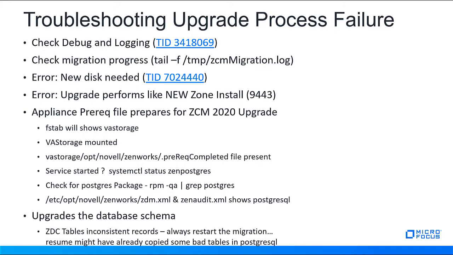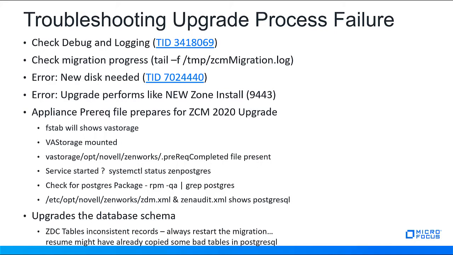That's when you first go into the Administration Console on 9443. Ways to check on that: make sure the appliance prereq file has been run, because it prepares ZCM for the ZCM 2020 upgrade. It prepares that VA storage. You can also check the FS tab that it shows VA storage, that the VA storage is mounted. And within the VA storage, check if the .prereq completed file is present. If it is, it's been run.